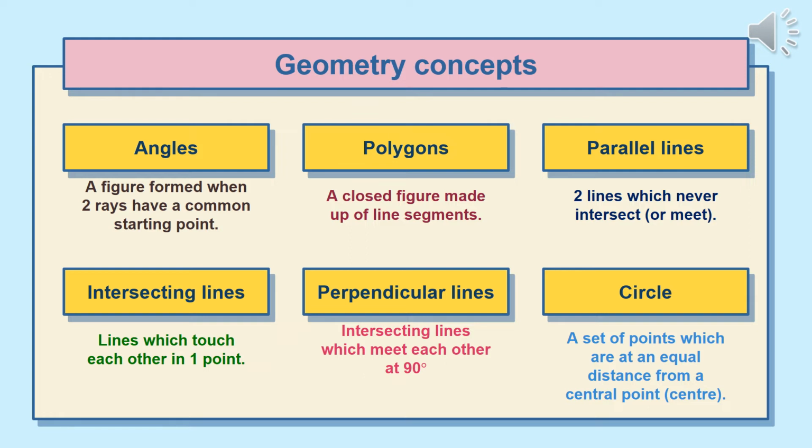What are parallel lines? Two lines which never intersect or never meet. Intersecting lines are the lines which touch each other in one point. Perpendicular lines, intersecting lines which meet each other at 90 degrees. And a circle, a set of points which are at an equal distance from the central point, or what we call the center.